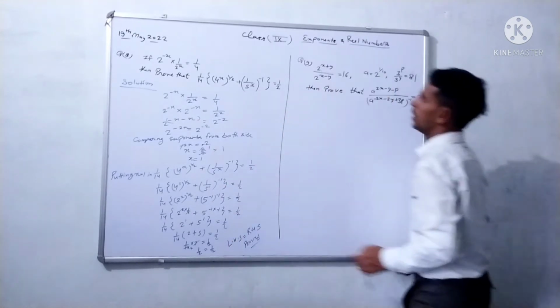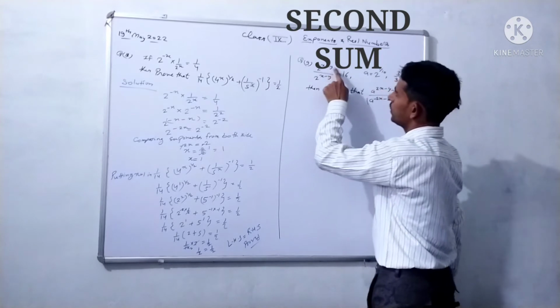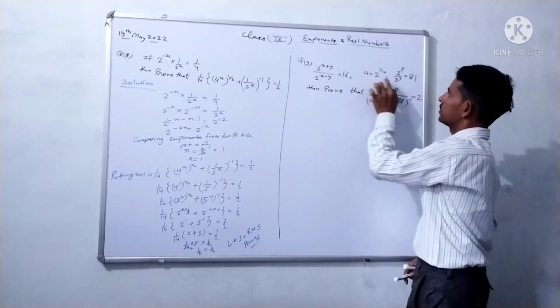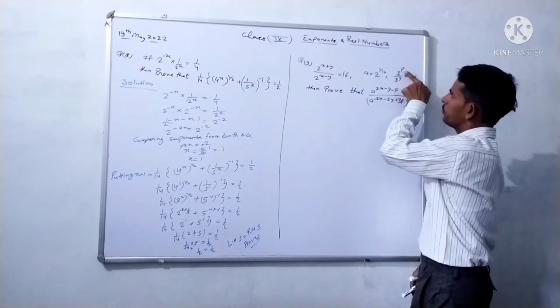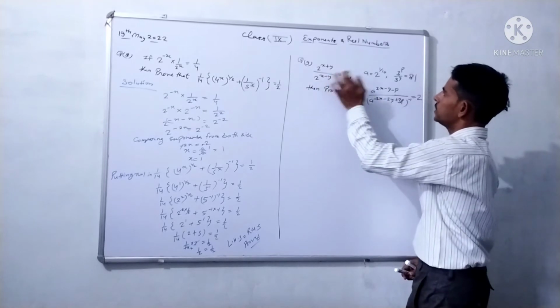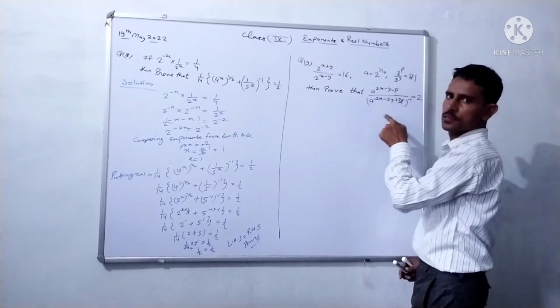This is our question 9. In this question we are given 2 to the power x plus y equal to 2 to the power x minus y equals 16, and the value of a is given to us, and 3 power p upon 3 power y equals 81. We are given these, and with the help of these values we have to prove this.